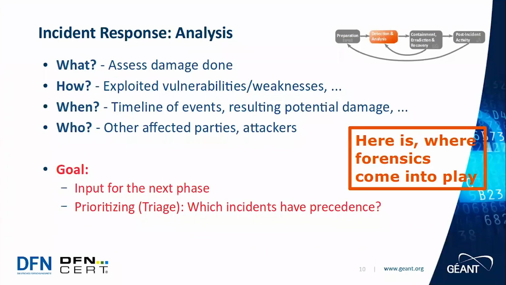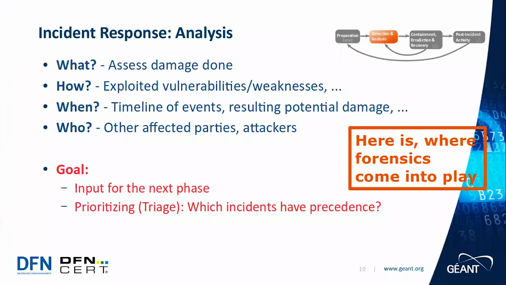So then we'll do the analysis. When we know we have an incident, what is happening? So what damage has been done? For example, yes, we don't have internet connectivity, or our email server has been hacked and converted into a spamming host, or ransomware has encrypted our Active Directory, or whatever else.